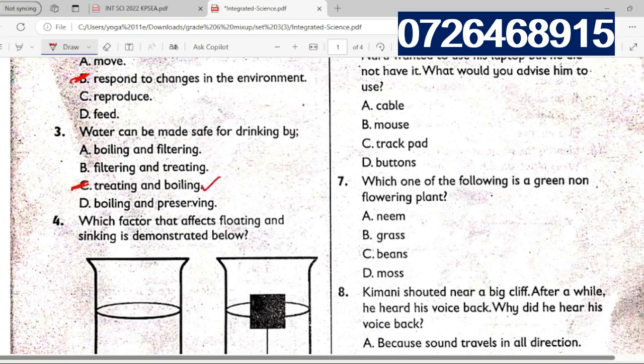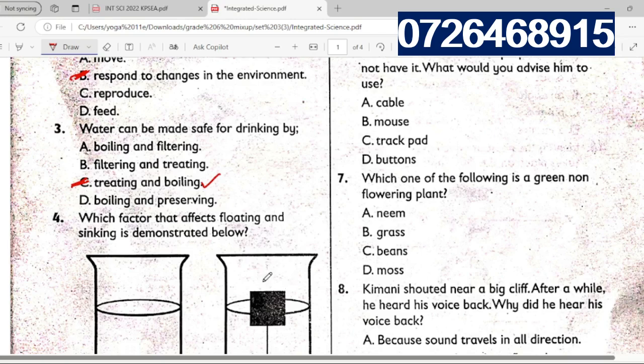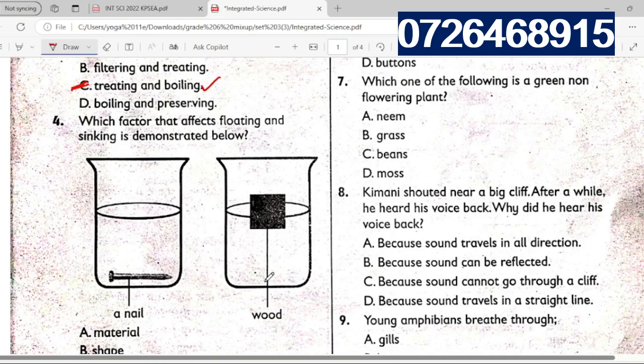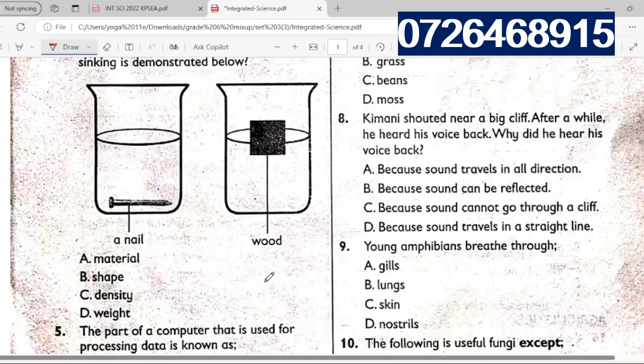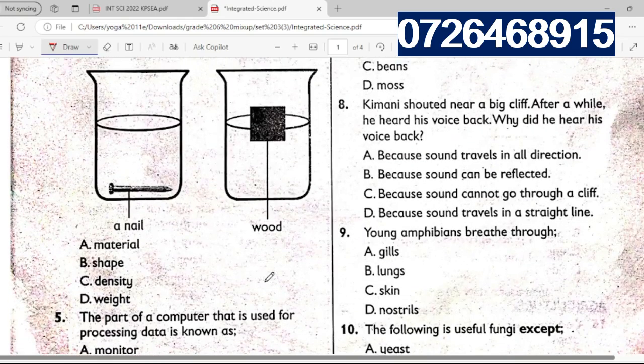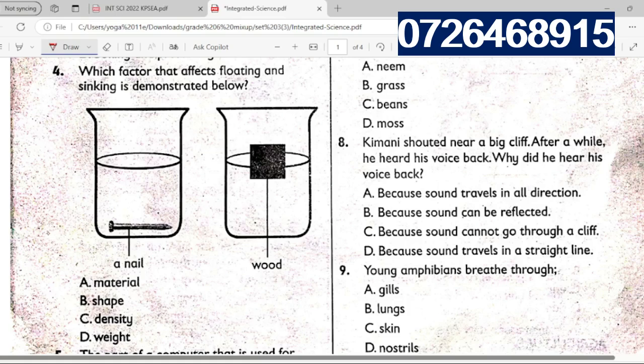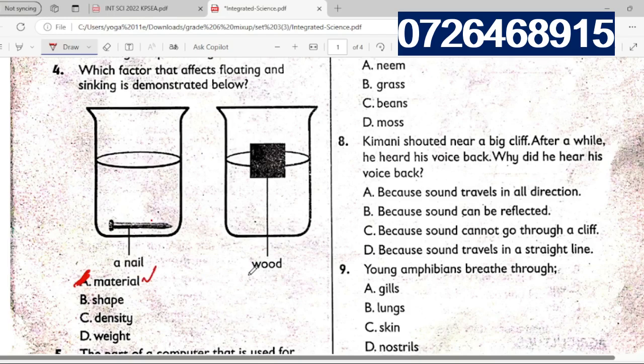Which factors that affect floating and sinking are demonstrated below? You can see this one is a nail. Nail is iron. Metal is good. Therefore, the reason why iron sinks is because it is made of this. So it is the material that matters in this case.